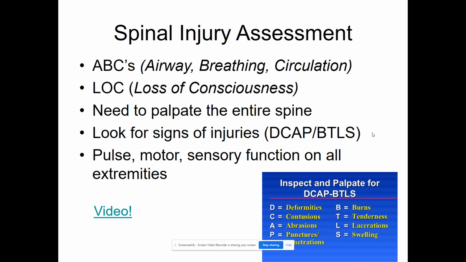Okay, how do you assess a spinal injury? So the first thing you're going to do if you were to see somebody go down and suspect a spinal injury, you would check for the ABCs. So I want you to know what ABC stands for. ABC stands for airway, breathing, and circulation. So you'd want to check their airway to make sure they don't have something blocking their airway. You would want to make sure they're breathing, and you want to check for circulation.